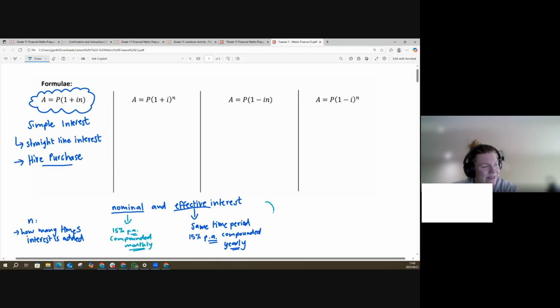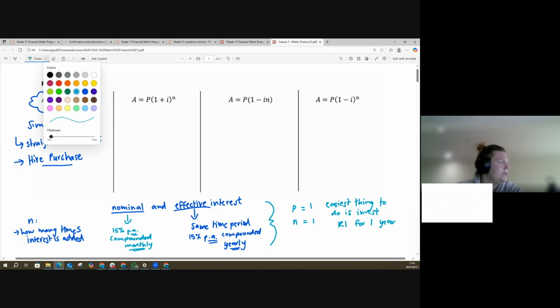If we are wanting to compare our nominal and our effective interest rate, what is the easiest thing for us to do with P and with N? Good. Make them one. So the easiest thing for us to do is invest R1 for 1 year. And then it's very easy for us to compare. Okay, cool. I like it. Let's jump into our next one.